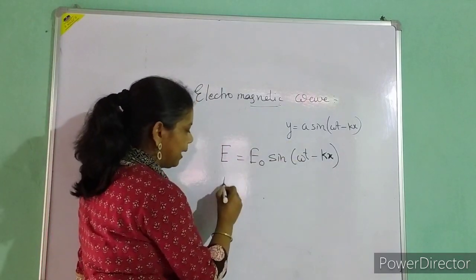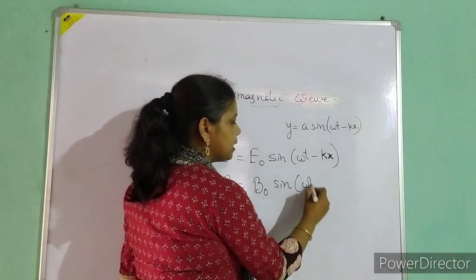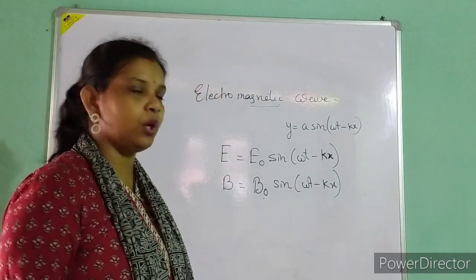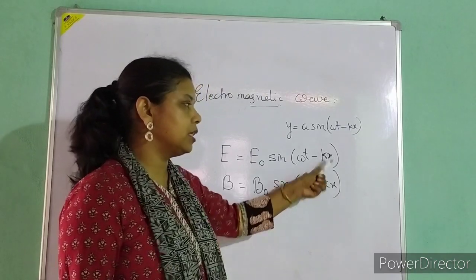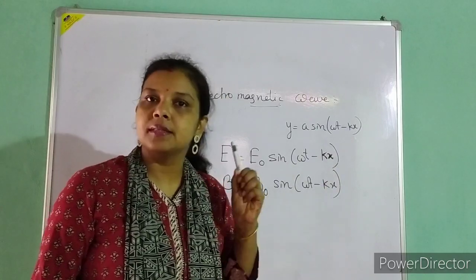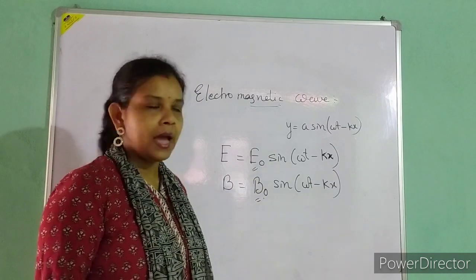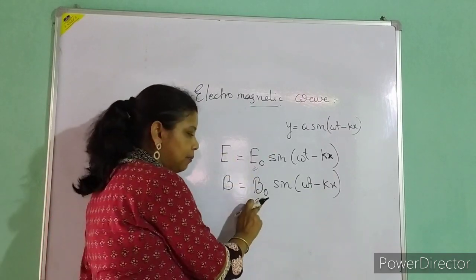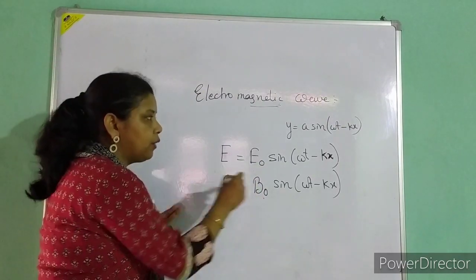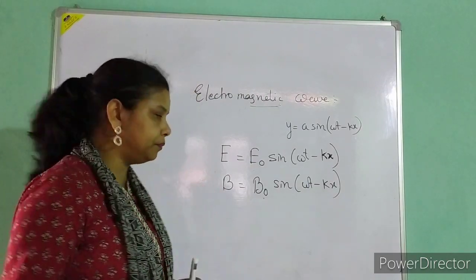If this is the electric field, the magnetic field I can also write as B equals B naught sine of omega t minus kx, because I already said that this is a sinusoidal wave and they will travel with the same frequency. So omega cannot change, k will not change, the direction will remain the same. Within the sine term, whatever we are writing will remain the same. The only difference is that this is the electric and this is the magnetic field, and this one is the amplitude of the electric field and this one is the amplitude of the magnetic field. Yes? So this is the equation of an electromagnetic wave, separately for the electric and for the magnetic field.